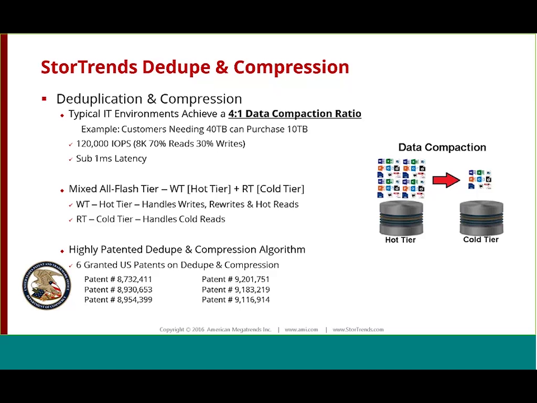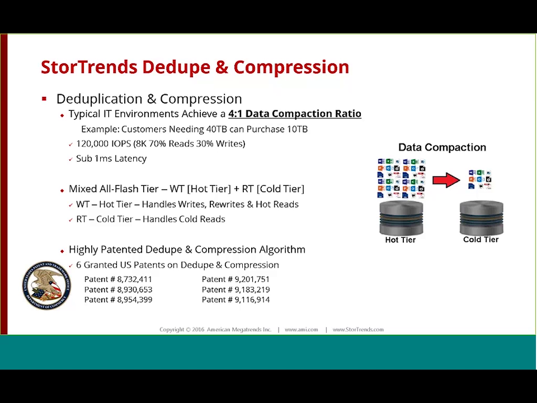So we use deduplication and compression. I just want to go to the bottom of the slide here and talk about some of our patents. There are 6 granted U.S. patents on dedupe and compression. Some of the competitors that we compete against don't even have 6 patents for their entire product line. So we really pride ourselves on creating best-of-breed technology. We patent it, and then we bring it to market.